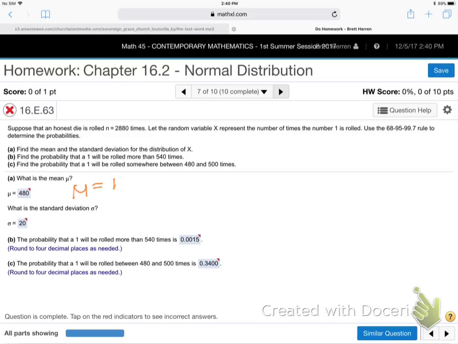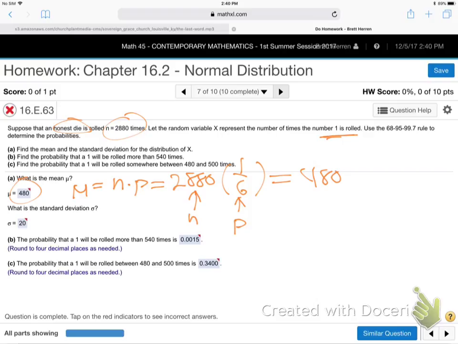So how do you find the mu? It's n times p. N is 2880. Okay, that's the n. But what's the p? This time we're rolling an honest die, and we want to get the number 1. So what's the probability of getting the number 1 when you roll an honest die? 1/6. Yeah, so on your calculator, you would take 2880 times 1/6, which is really the same as just 2880 divided by 6. If you want to do it that way, that's okay too. And I'm getting 480. Oh yeah, that's the answer, huh? 480. Isn't that good?